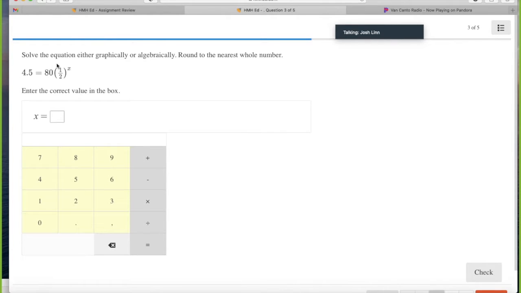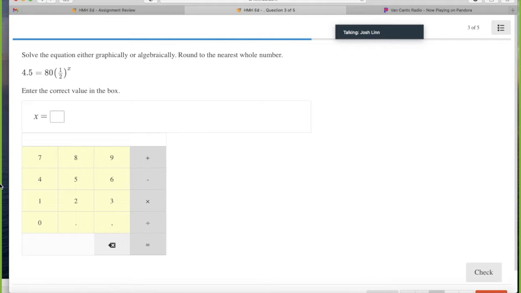Solve the equation either graphically or algebraically. Round to the nearest whole number. Okay, so step 1, I'm going to do it algebraically first, and then I'll show you how to do it graphically as well. So algebraically speaking, we're going to divide both sides by 80, and I'm probably going to turn that into a fraction as well.